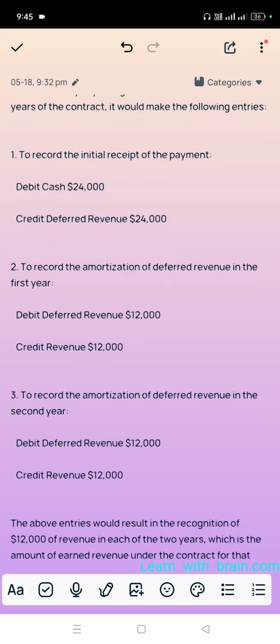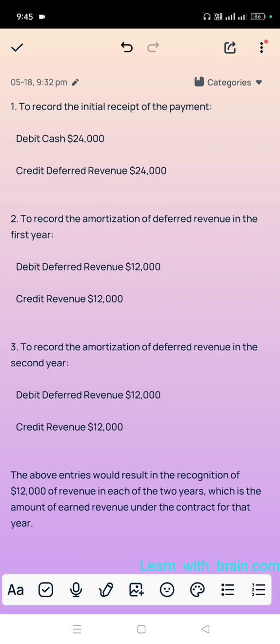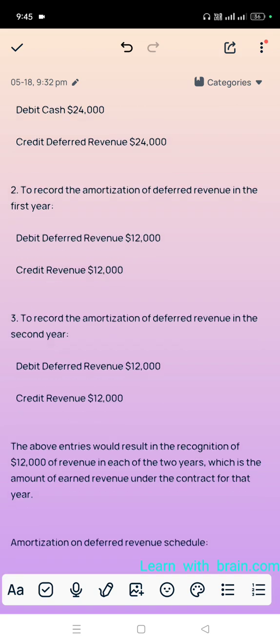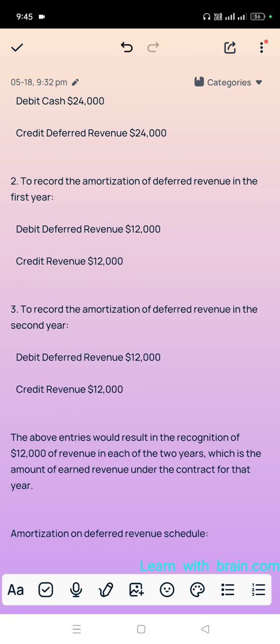Okay. Next, third entry, to record the amortization of deferred revenue in the second year. So, the second year has the same entry. What is the entry? Debit deferred revenue account $12,000, credit revenue $12,000. So, the above entries would result in the recognition of $12,000 of revenue in each of the 2 years, which is the amount of earned revenue under the contract for that year. I hope you understand. It is a simple one.